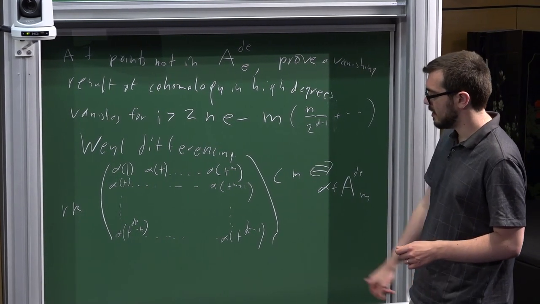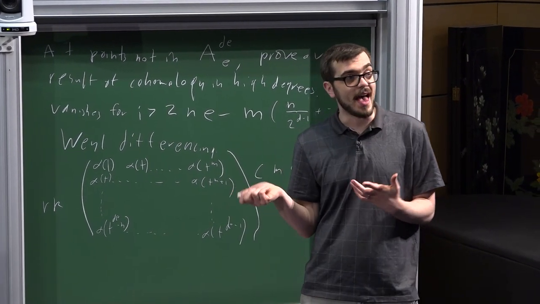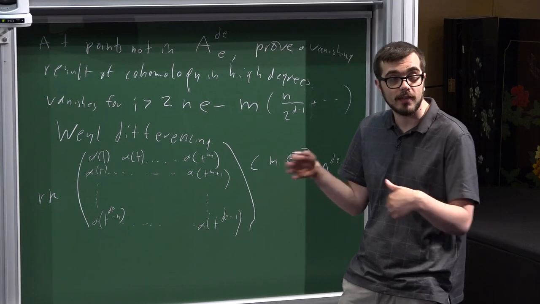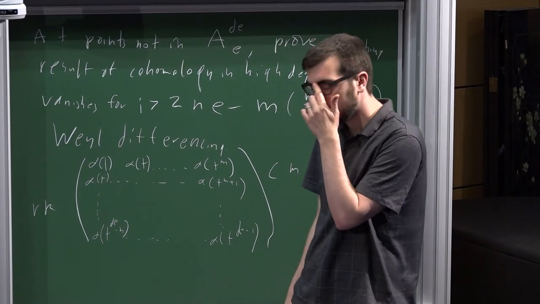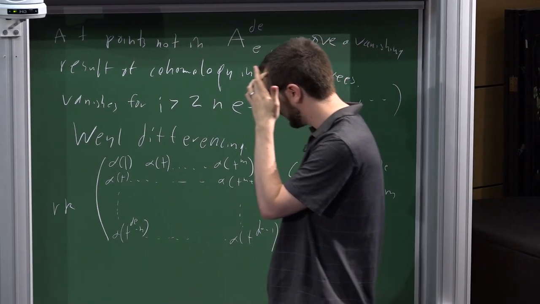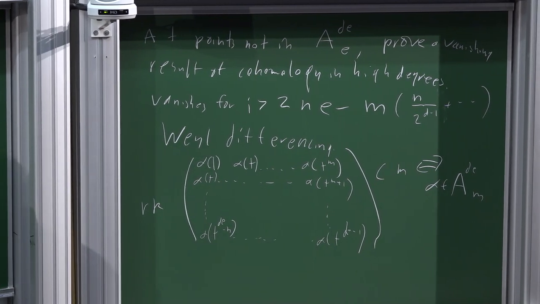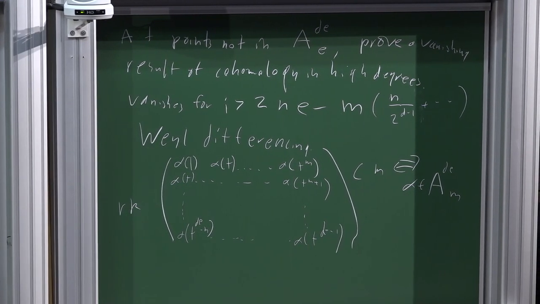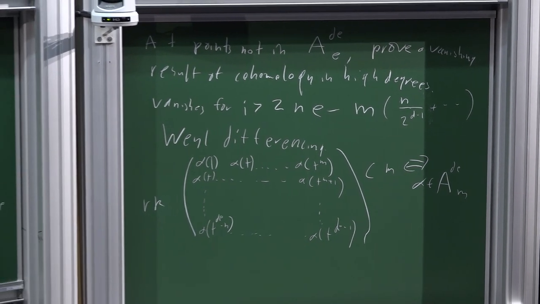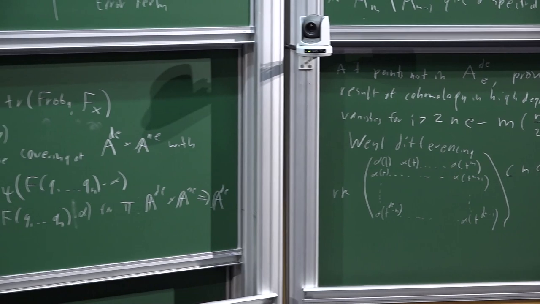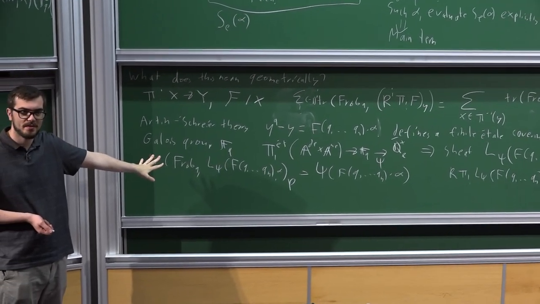So this sequence, alpha of 1 up to alpha of t to the m, what we want it to do is basically satisfy a recurrence relation of length at most m. And that's the definition. So does anyone have further questions about this?